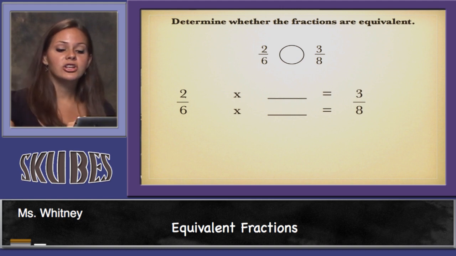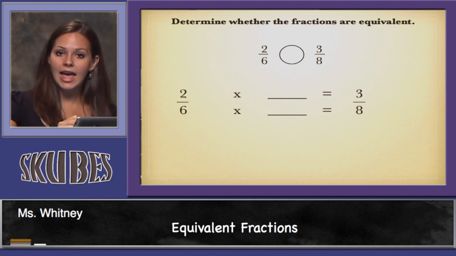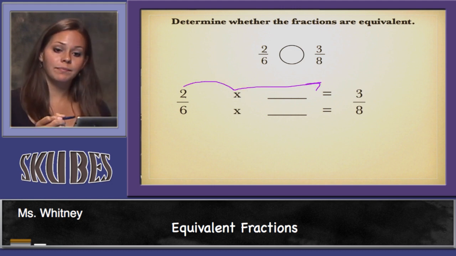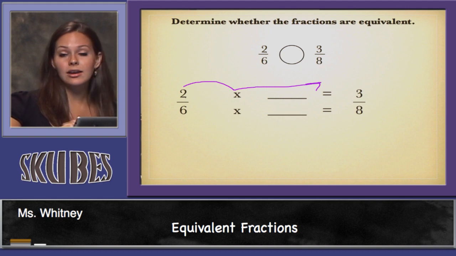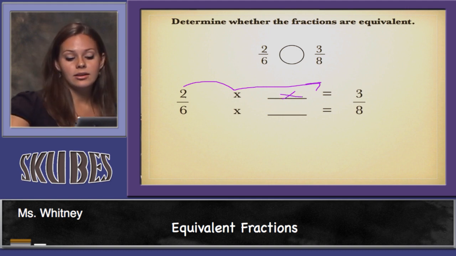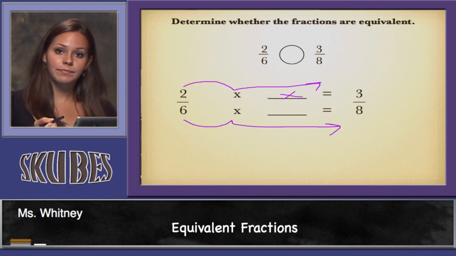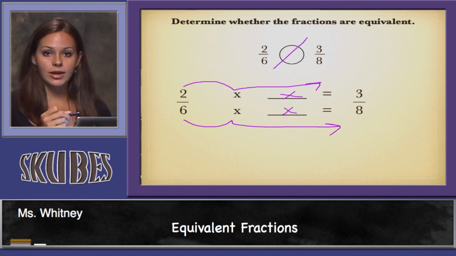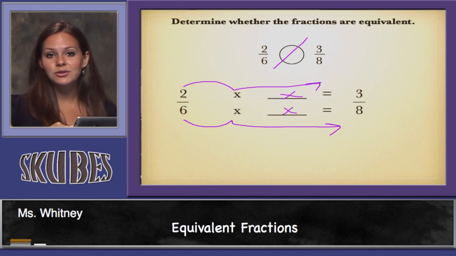Here's another one. 2/6 and 3/8. Can I multiply 2 times a number and get 3? I can't. There's not a number I can multiply 2 by and get 3. Can I multiply 6 by a number and get 8? There's not a number I can multiply. Therefore, 2/6 is not equal to 3/8. And this concludes our lesson on equivalent fractions.